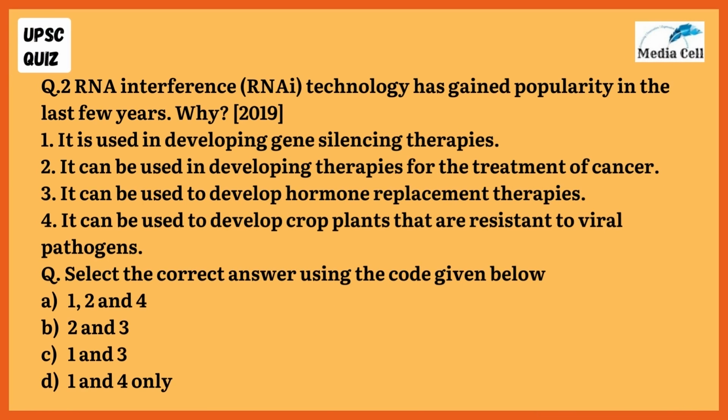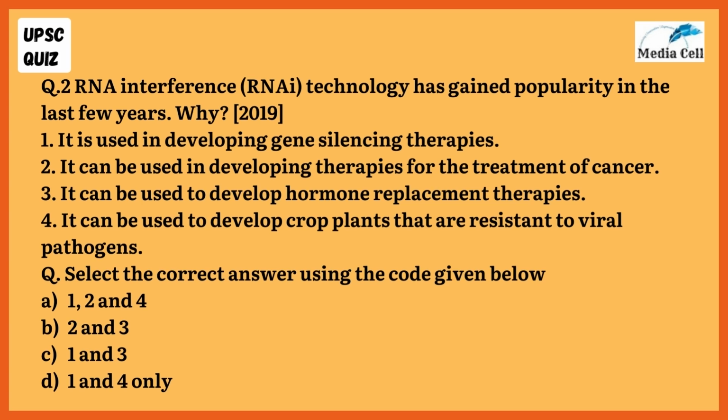Question number 2. RNA interference technology has gained popularity in the last few years. Why? Statement 1. It is used in developing gene silencing therapies. Statement 2. It can be used in developing therapies for treatment of cancer. Statement 3. It can be used to develop hormone replacement therapies. Statement 4. It can be used to develop crop plants that are resistant to viral pathogens. Select the correct answer using the codes given below.